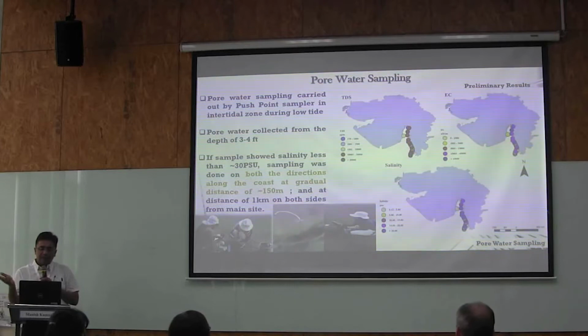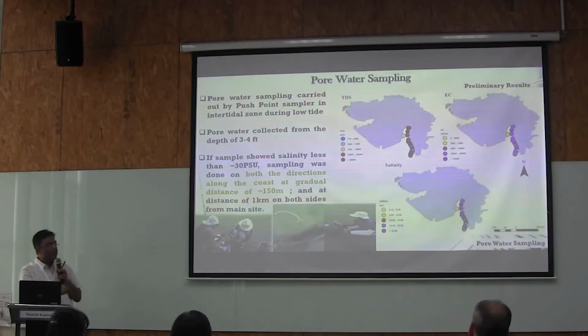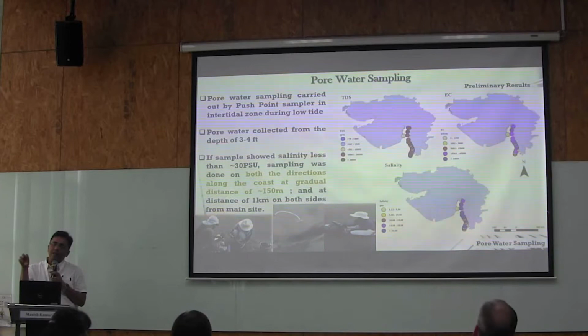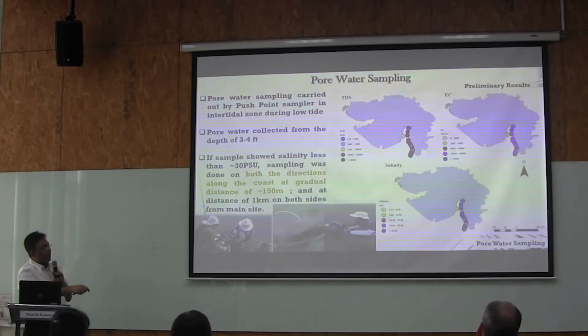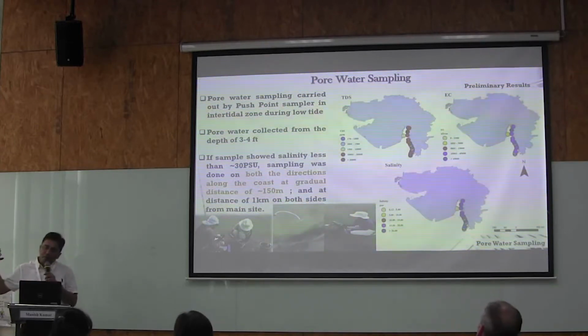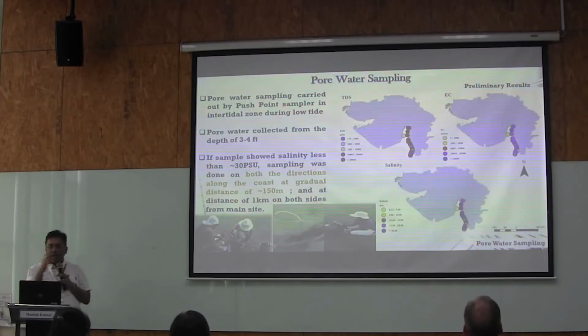I have much more interesting things to tell about pore water sampling. Whenever we suspect that there is groundwater discharge, we take pore water samples. We inject a little and then take the water from the injection, and we do it in the intertidal zone. When there is a low tide, we go there and take the sample to understand whether groundwater is going into the sea or not. We have already covered this much area, and my team members are still in the field.